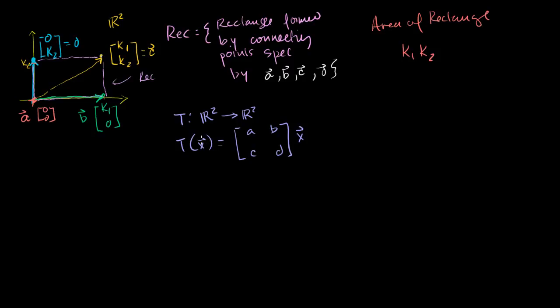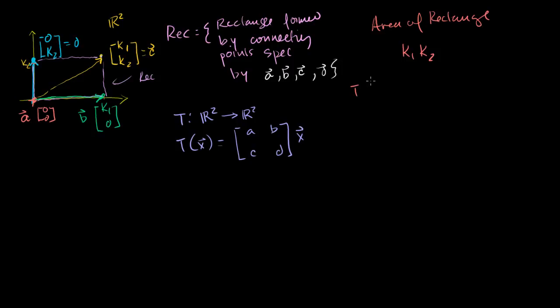Now, let's see what happens when we apply the transformation to each of these points. We saw many videos ago that if you want the image of our rectangle under this transformation, you can just get the transformation of each of the endpoints and then connect the dots in your codomain, which is also going to be R2. So we just have to figure out the transformation of each of these guys. So what is my transformation? I'll do it over here.